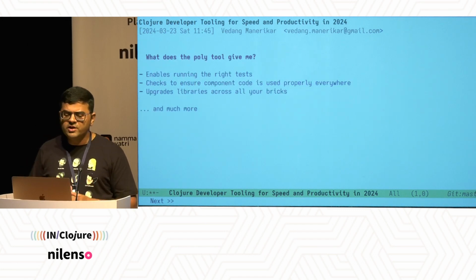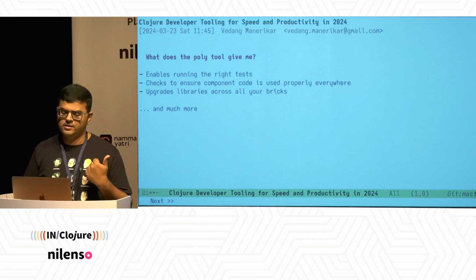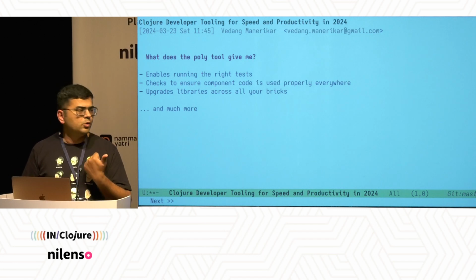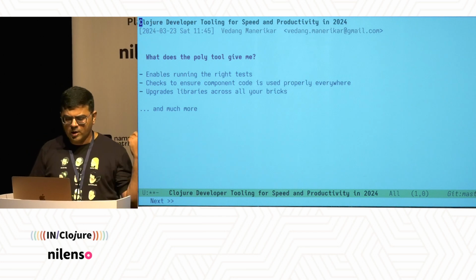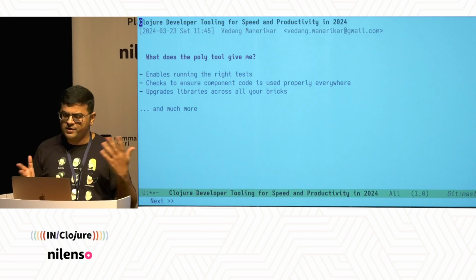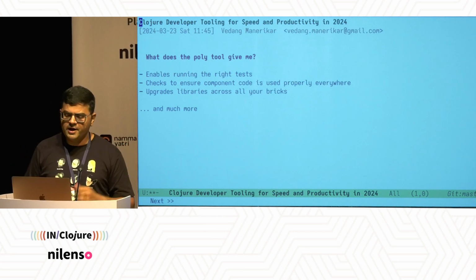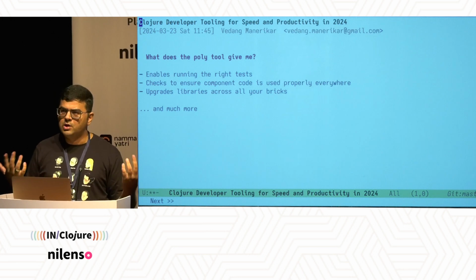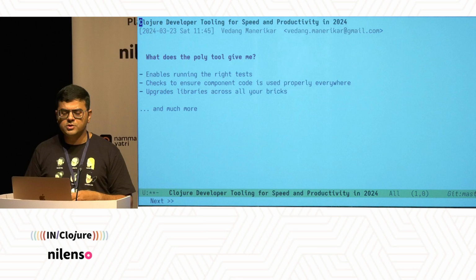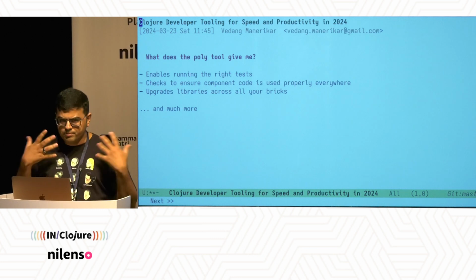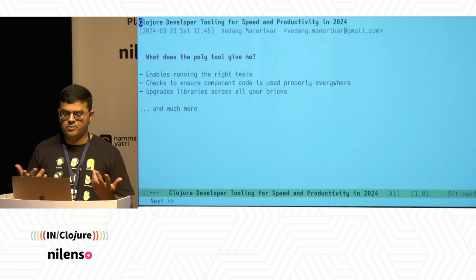So what does this tool give me, the poly tool? It enables that I can run the right tests. So it's not running the whole thing, it's running some tests only. It's not running all the tests. It checks that all of this interface loading is used properly, and it upgrades libraries across all of my bricks. So it's solving the problems that I was having with monorepos, allowing me to keep one monorepo, get the benefits of it, and move on.